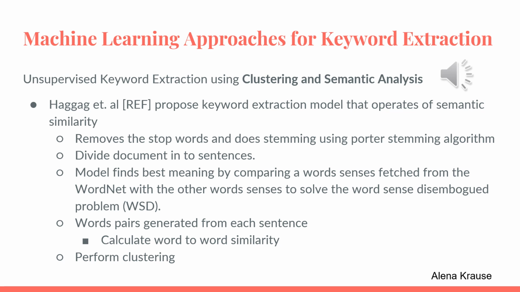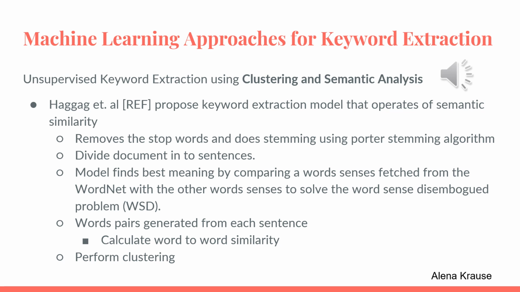Pre-processing is performed via text filtering, stop word removal, and stemming. Then the text is divided into sentences. The semantic analysis aspect of the implementation deals with solving the word sense disambiguation problem, which I'll discuss later. Ultimately, there are pairs of words that are generated for each sentence, and the similarity is used to perform the clustering.